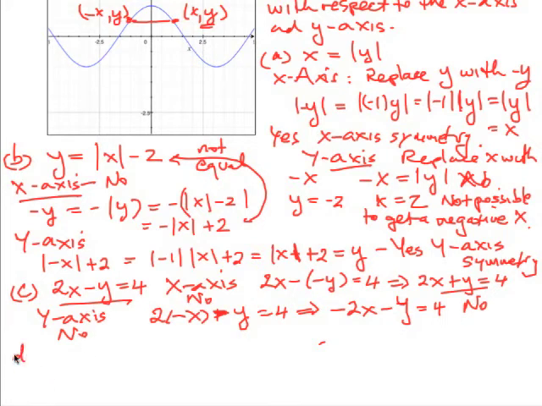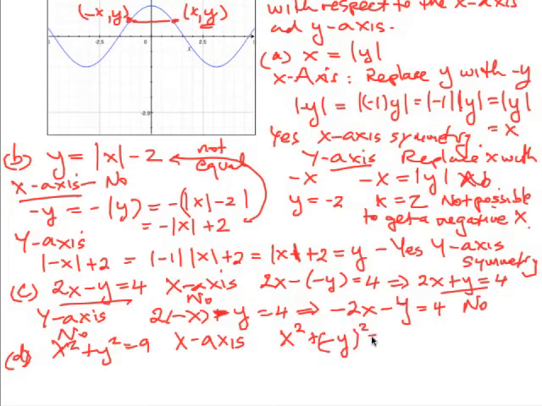Right, and let's do one more. Suppose I have x squared plus y squared equals 9. So now we use the x-axis. We replace y with negative y, so we have x squared plus negative y squared, which of course is equal to x squared plus y squared anyway, so that's 9, so yes. So we do have x-axis symmetry.